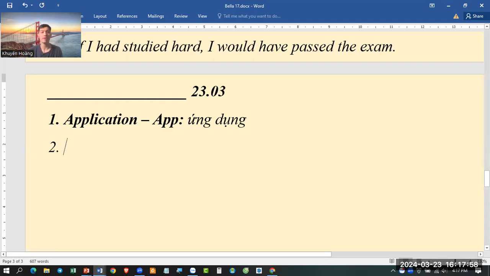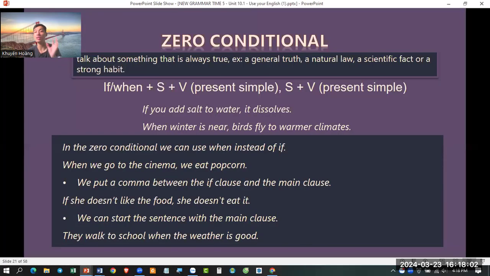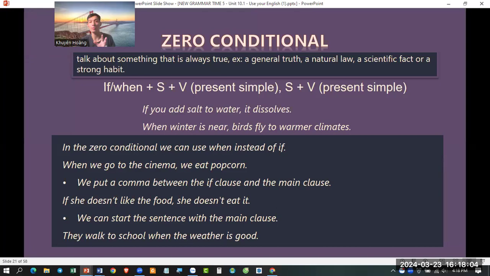So just now we talked about the first type of conditional sentence. But if you don't know how to say that, you can write down this sentence. Okay, but not now. I'll copy it in my file and send it to you after. Yeah, I know.